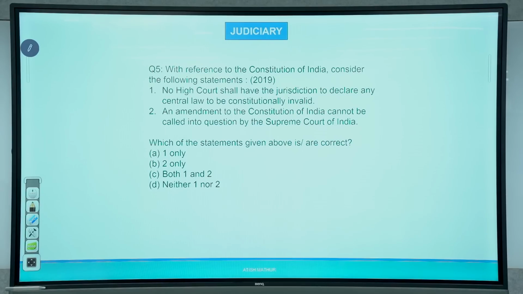Second, an amendment to the constitution cannot be called into question.